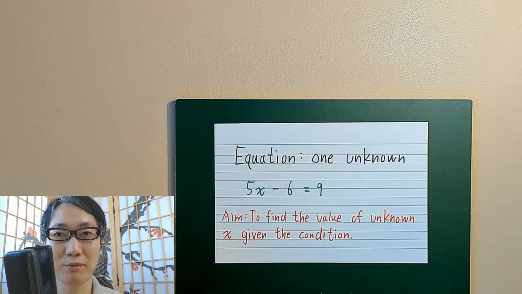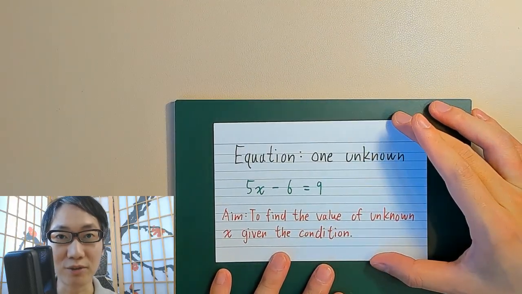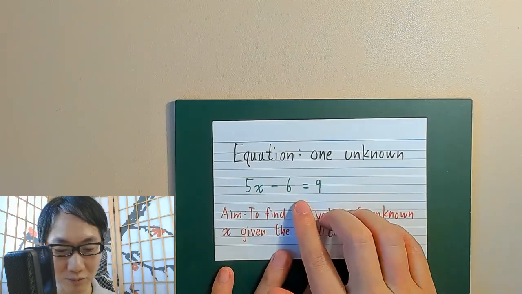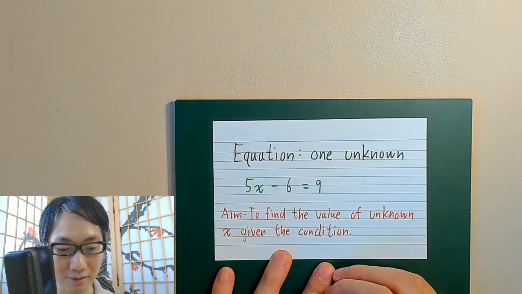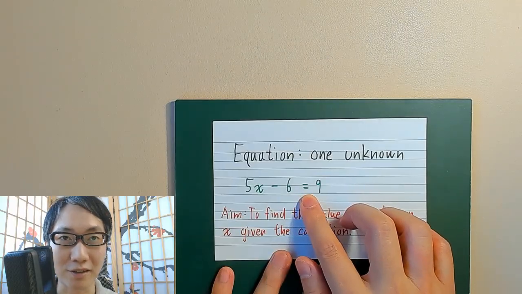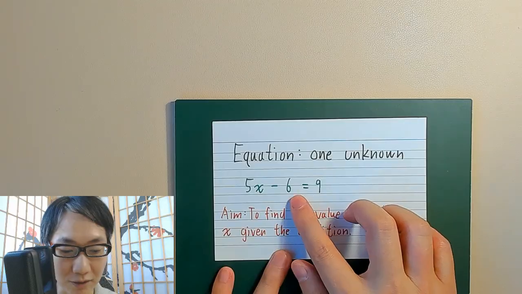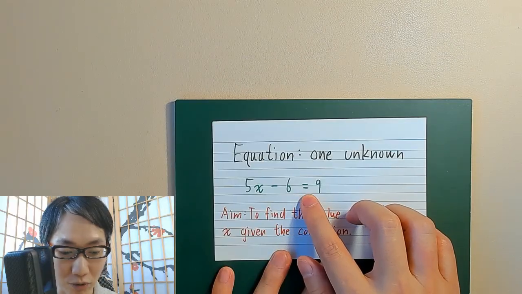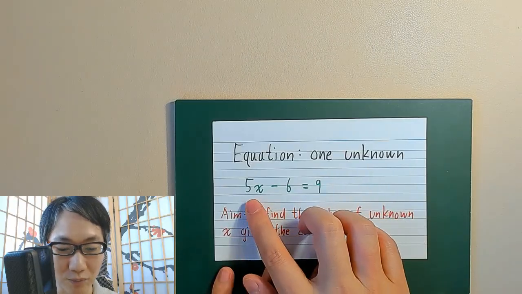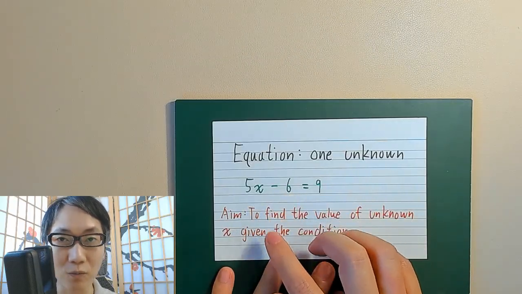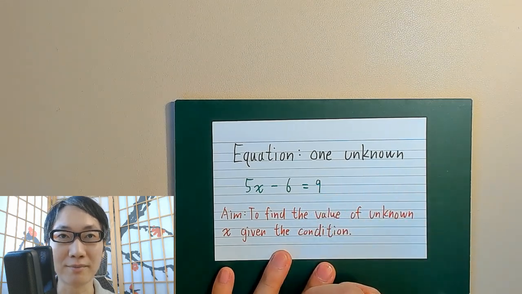Today we talk about simple equations. So it's an equation in one unknown, like this: 5x minus 6 is equal to 9. The key is the equal sign. It means what's on the left hand side of this equal sign is equal to what's on the right hand side. So 5x minus 6 will be equivalent to the 9 in value.